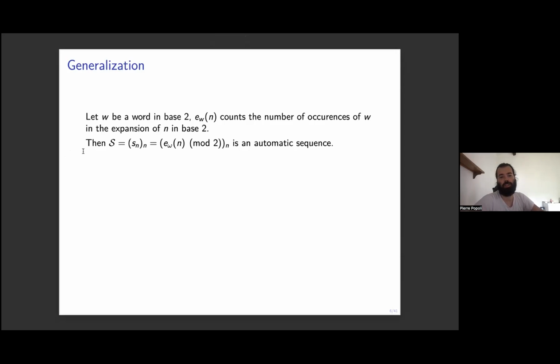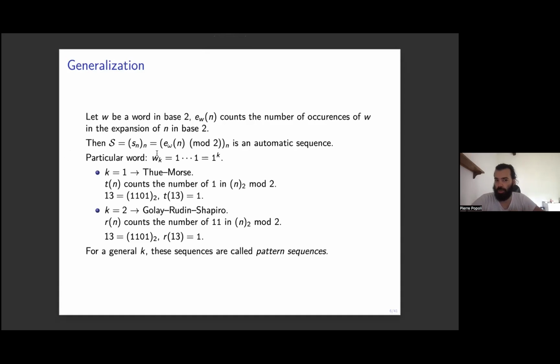And it is easy to check if you take the particular word w_k, which is 1 repeated k times. If you take k equals 1, you get back the Thue-Morse sequence. So the Thue-Morse sequence counts the number of 1s in the binary expansion of n, modulo 2. And if you take k equals 2, you have the Golay-Rudin-Shapiro sequence. So this sequence counts the number of blocks 1 1 in the binary expansion of n. And in general, for these particular words, we say that these sequences are called pattern sequences.